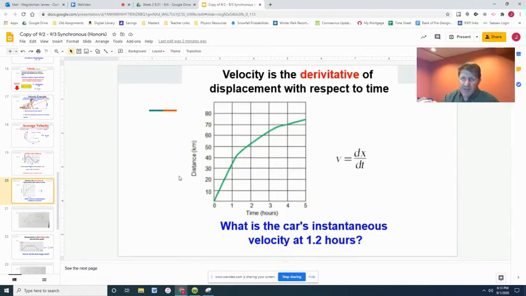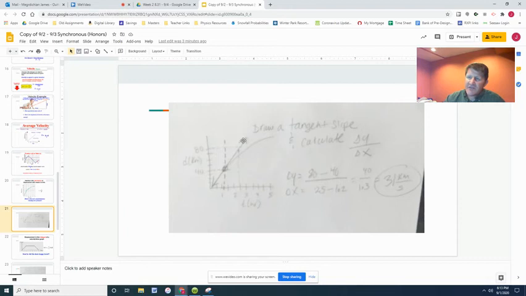It's going to be a little bit confusing and maybe scary to people at first when we talk about taking the derivative. So for this question here, what is the car's instantaneous velocity at 1.2 hours? So we like to talk in physics a lot about uniform motion and constant velocities and things like that. So when it's not constant, how do we know what the instantaneous velocity is on this distance versus time graph? So to do that, all we're going to do is draw a tangential line and then use that tangential line and calculate the slope of it, and that will give us what our instantaneous velocity is at that point.